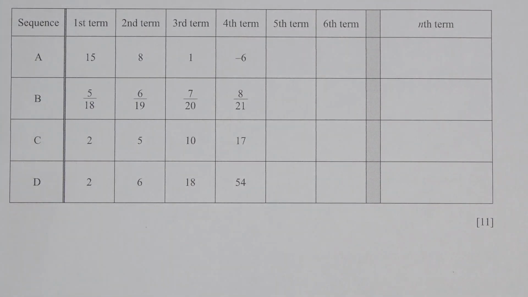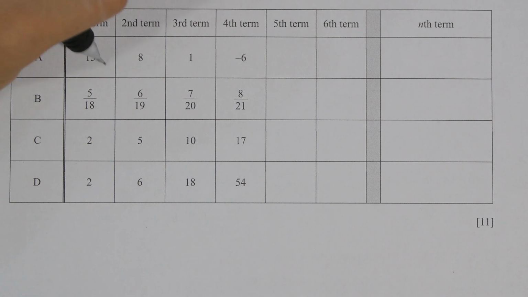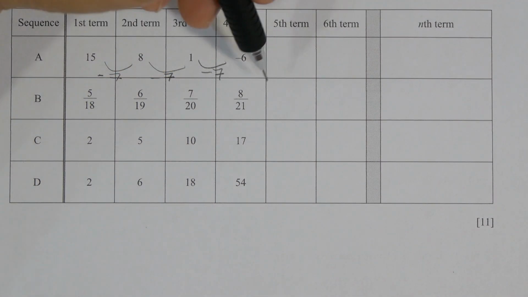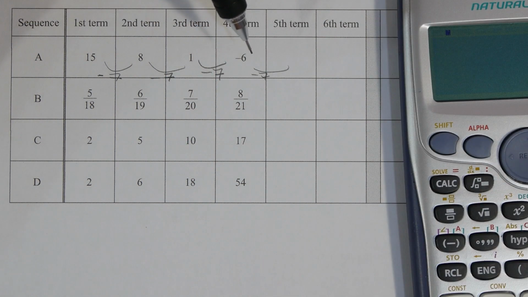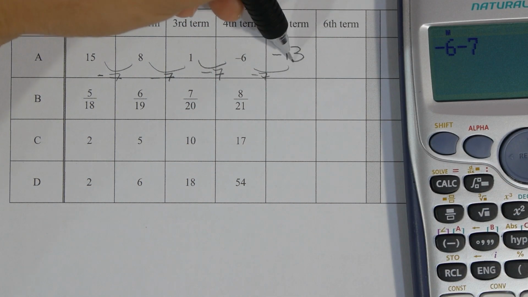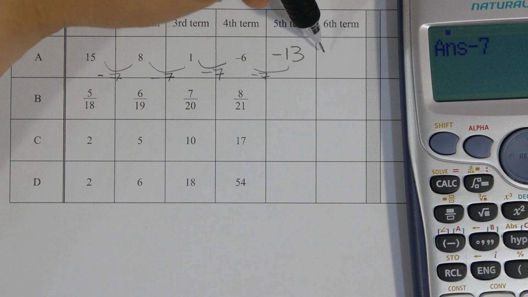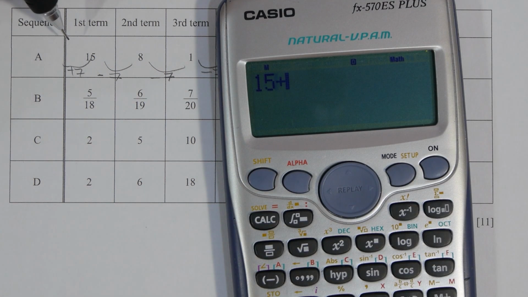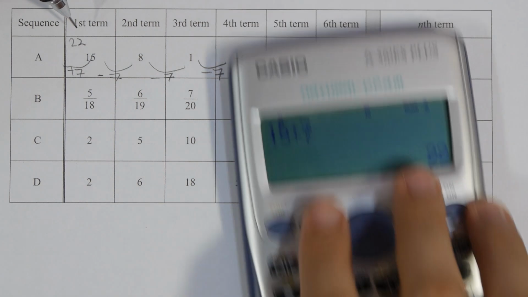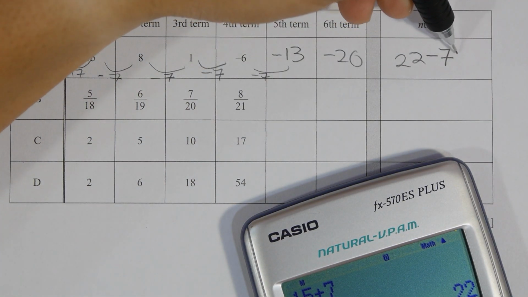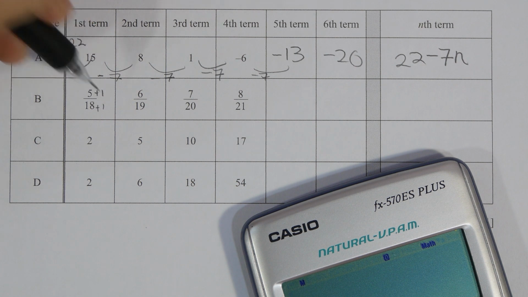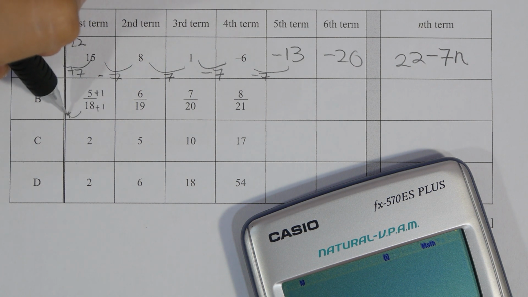For question 10, this one is the sequence question. It is relatively tricky. For sequence A, the term by term difference is actually -7. So for the fifth term and sixth term, simply subtract 7 and 7 respectively. The answer will be -13 and -20. To get the nth term, we are required to find the zero term by adding 7 to 15. So the final answer will be 22 minus 7n.